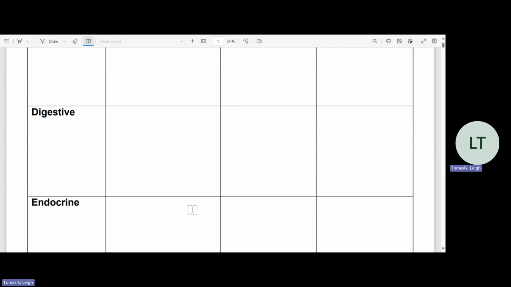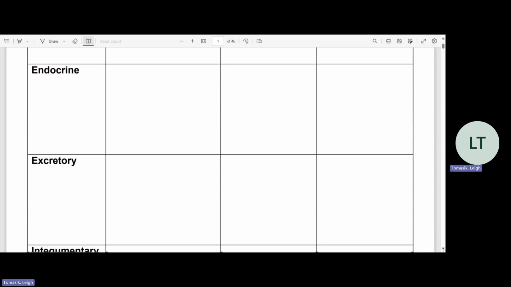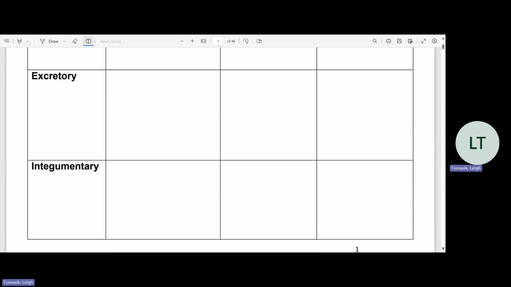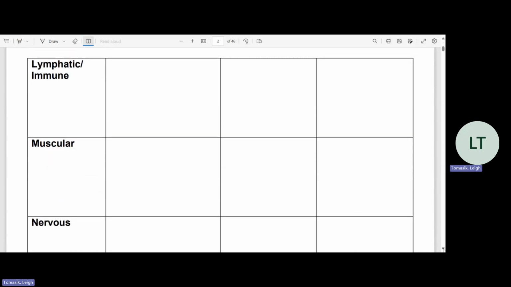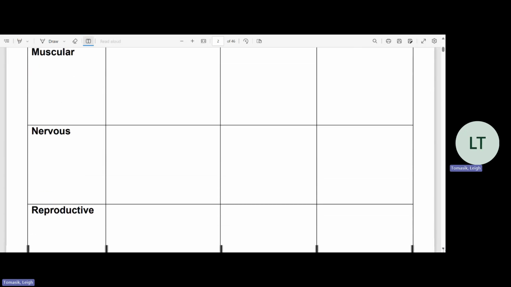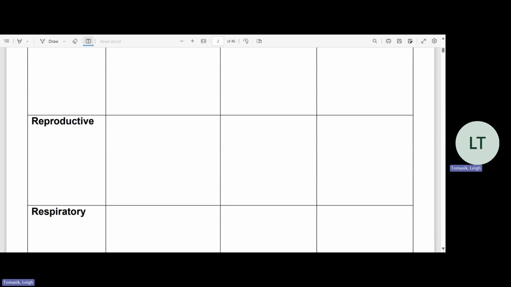Same thing for the digestive system, the endocrine system, the excretory system, the integumentary system, the lymphatic system, the muscular system, the nervous system, the reproductive system. And for the reproductive system, I want you to think male and female. Okay, because maybe you know what doctor you go to for your reproductive system, but you might not know what doctor your spouse goes to for their reproductive system. It's going to be a different doctor.